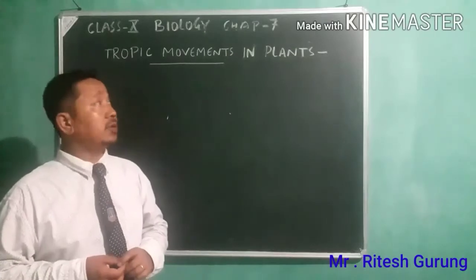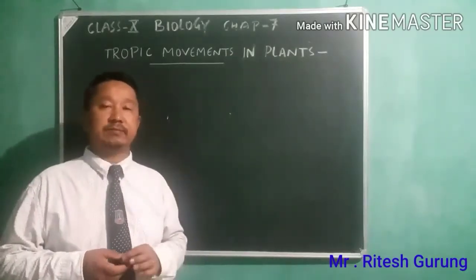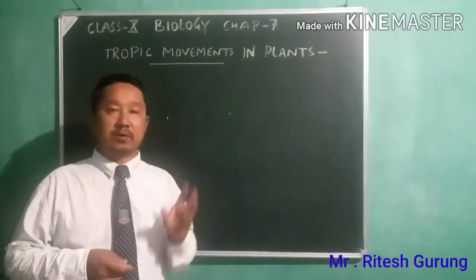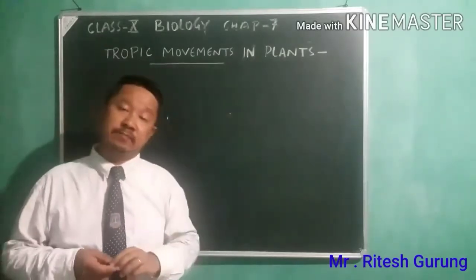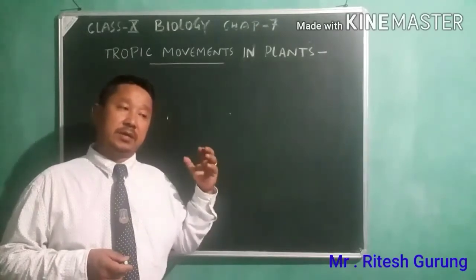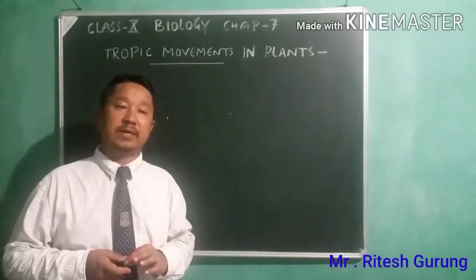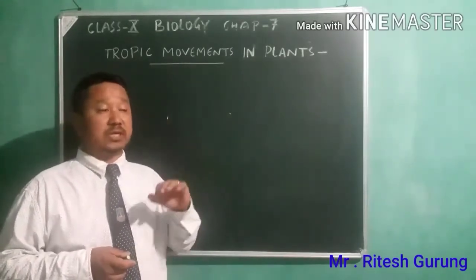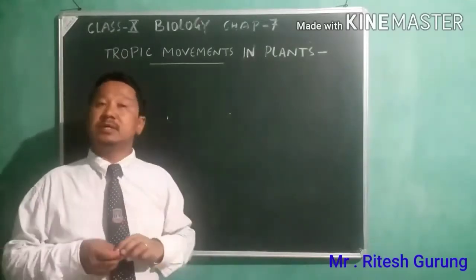Hello class 10, we'll continue chapter number 7, that is chemical coordination in plants. In the last session we had a talk about 5 different kinds of plant hormones. Today in this session we'll talk about tropic movements in plants, because in the movements of the plants also the plant hormones play a very important role there. That's why these two things, the hormones and the movements, have been given in the same chapter.